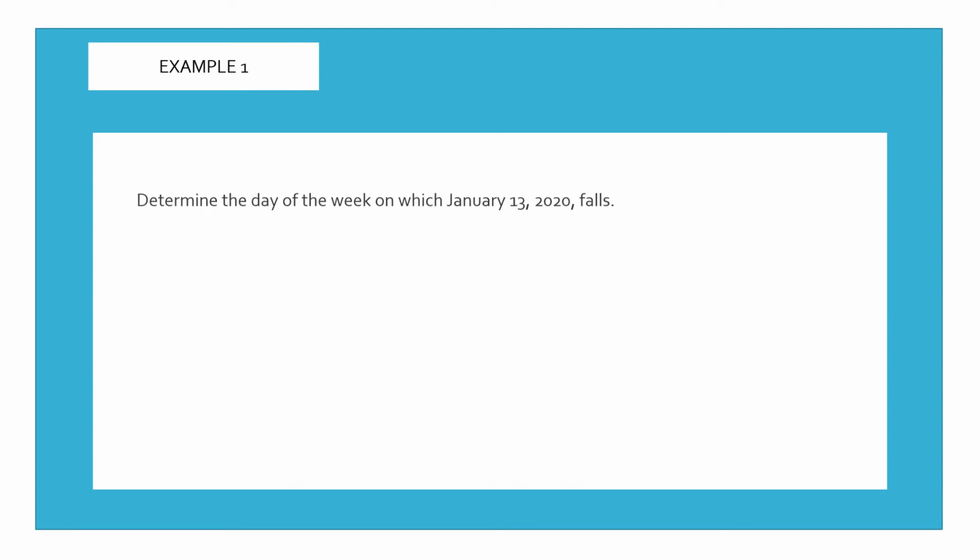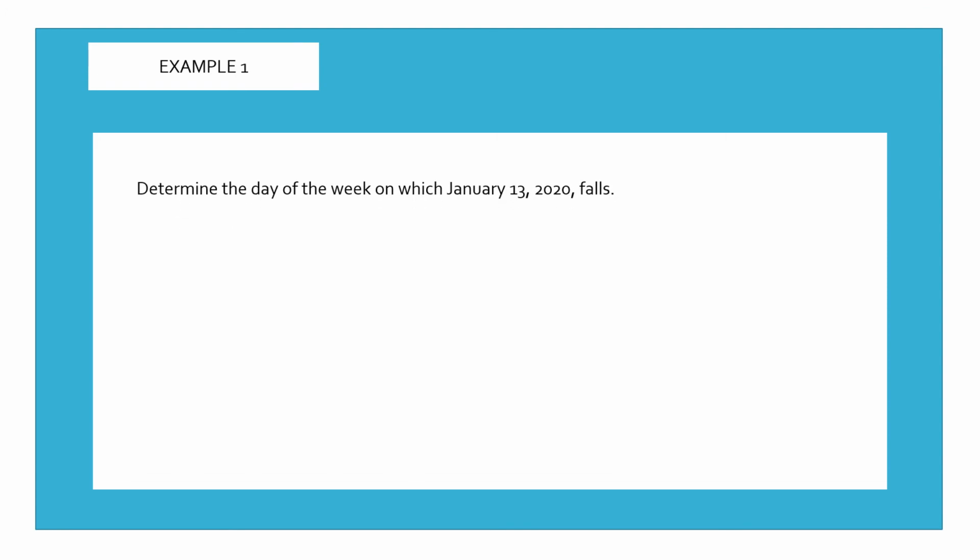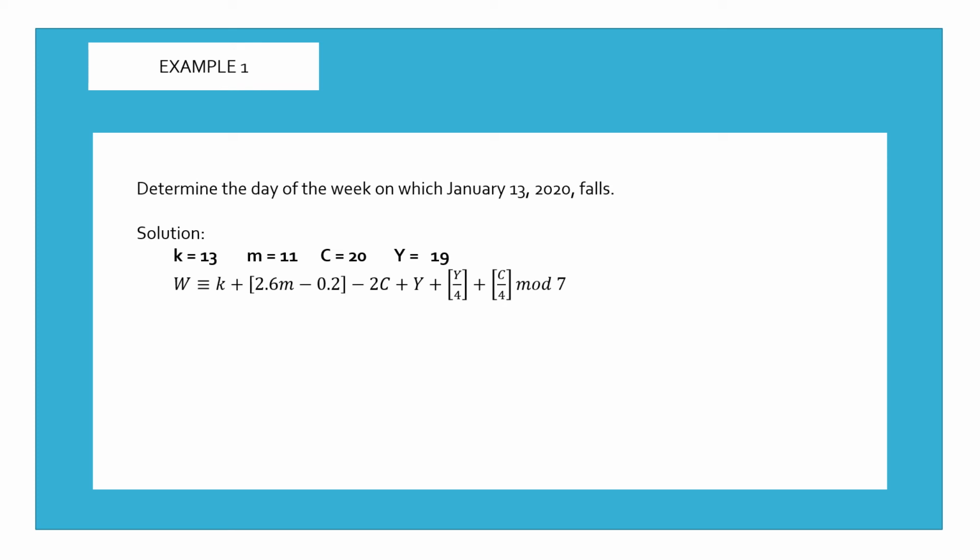Let's have an example. Determine the day of the week on which January 13, 2020 falls. So our k here is 13, m is 11, C is 20, and Y is 19. We will just substitute our given values for k, m, C, and Y to our formula. So we have now W is congruent to 13 plus [2.6 times 11 minus 0.2] minus 2 times 20 plus [19 over 4] plus [20 over 4] modulo 7.